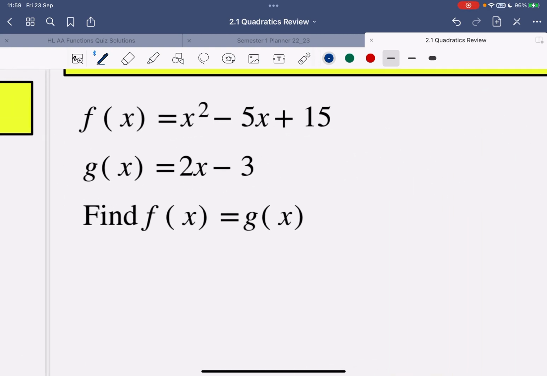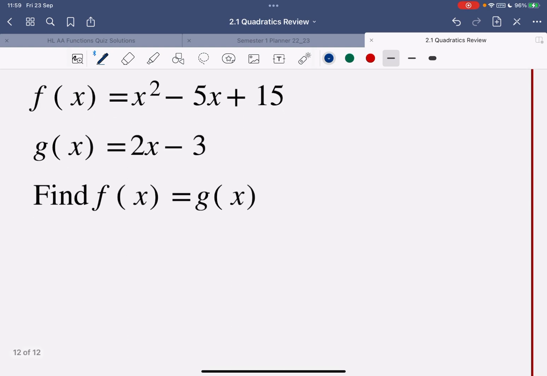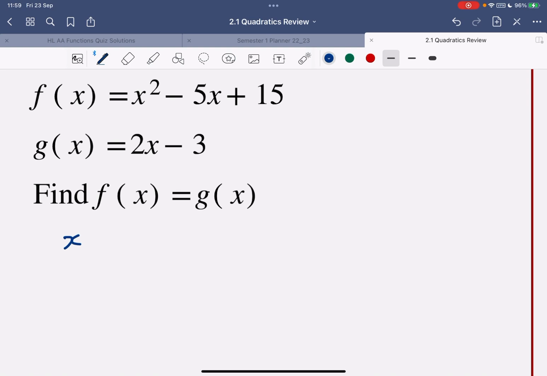So on the first one, we've got f(x) and g(x). Now I want to make them equal to each other, and then I'm going to try and solve them. So there's f(x) equals 2x minus 3. Now to solve a quadratic, you may remember from before, we need to make one side 0. So I'm going to take away 2x from both sides and add 3 to both sides, so we have this.